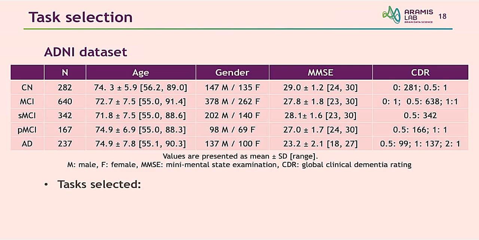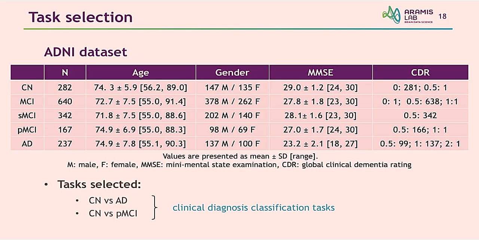So from all of these data, you could maybe try all the combinations for the task that you can select, but it wouldn't make much sense. So, for example, you can look at controls versus Alzheimer's disease, or the equivalent but a bit more difficult, controls versus progressive MCI. And here, basically, you perform a clinical diagnosis classification task. But you can also look at, for example, stable versus progressive MCI, while here it's some sort of predictive task of the evolution of the subjects.